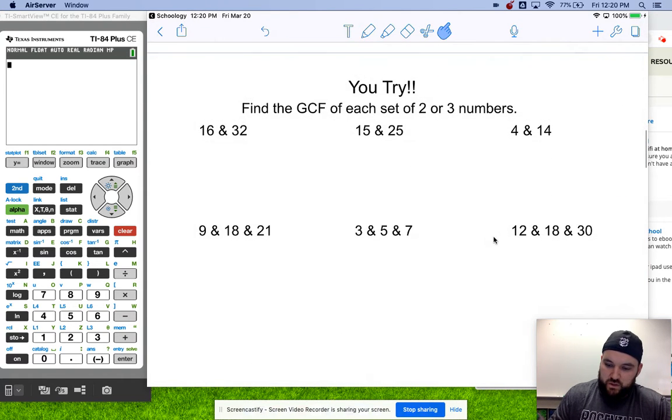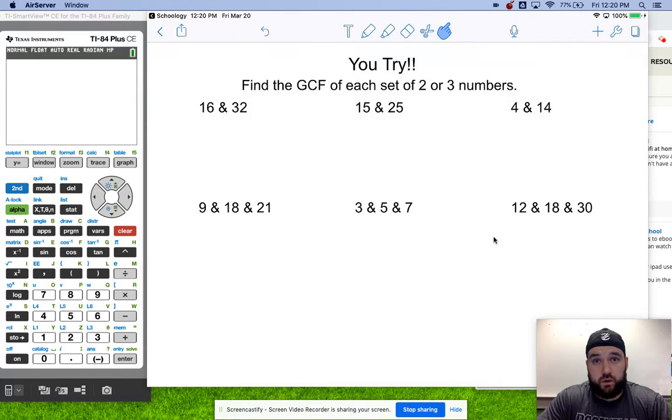Okay, so go ahead, pause the video if you would, and I want you to see if you can find the greatest common factor for each of these, either 2 or 3 numbers.